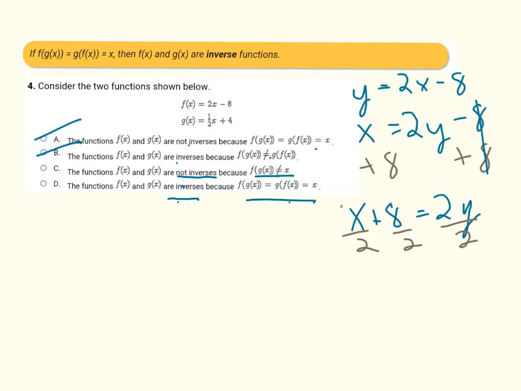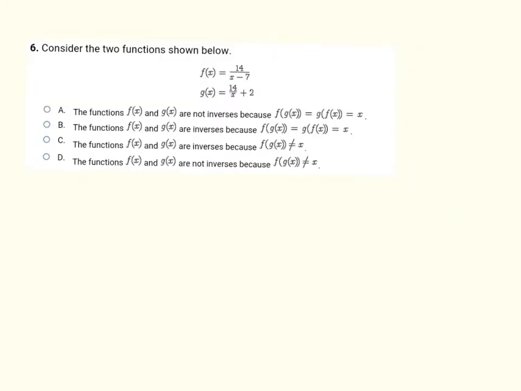And so remember, there's this invisible 1 in front of x, so that's really just 1/2 x because I can't reduce that anymore. 8 divided by 2 is 4, and 2 divided by 2 is 1, so those cancel out, and I'm left with just y. So this is equal to 1/2 x plus 4, and this was also 1/2 x plus 4, so they are inverses of each other, so D is going to be your answer.